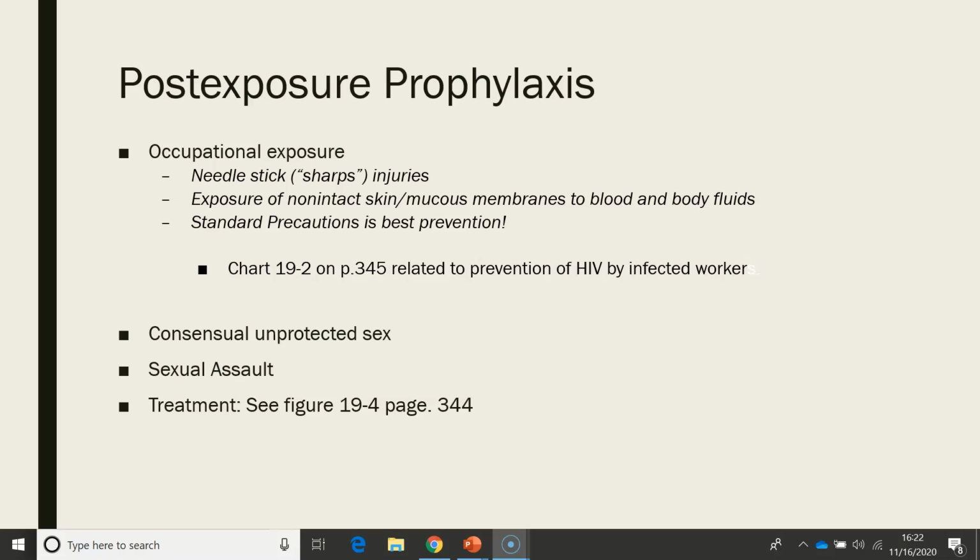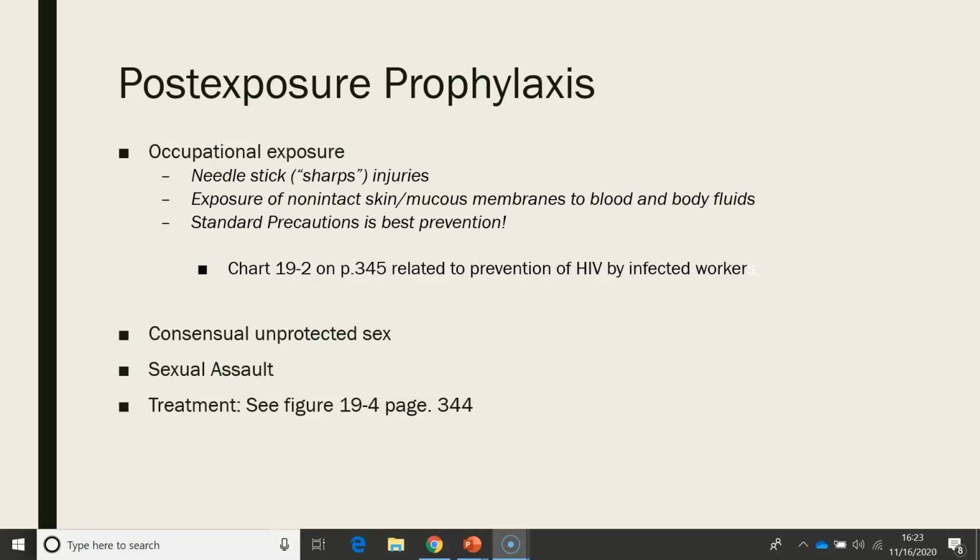Other reasons that someone may be exposed to HIV include nonconsensual, unprotected sex and sexual assault, and consensual, unprotected sex. But, you know, the Monday morning regret, you can go and have HIV testing done at that time, and they will usually put you on prophylaxis if that is a concern.